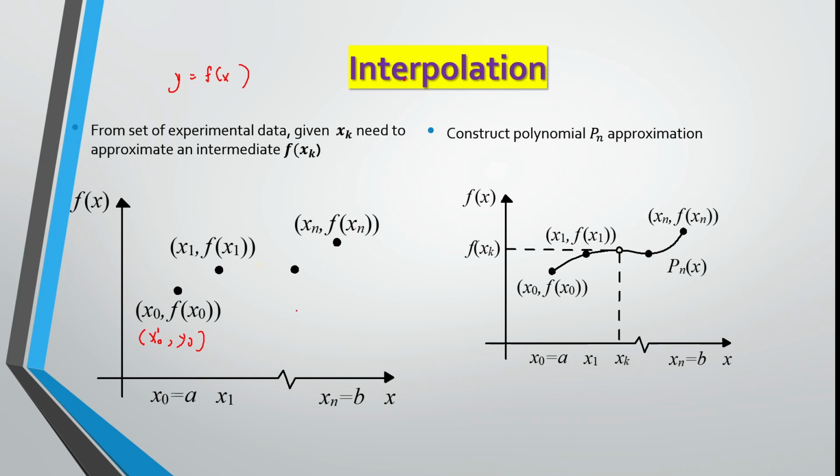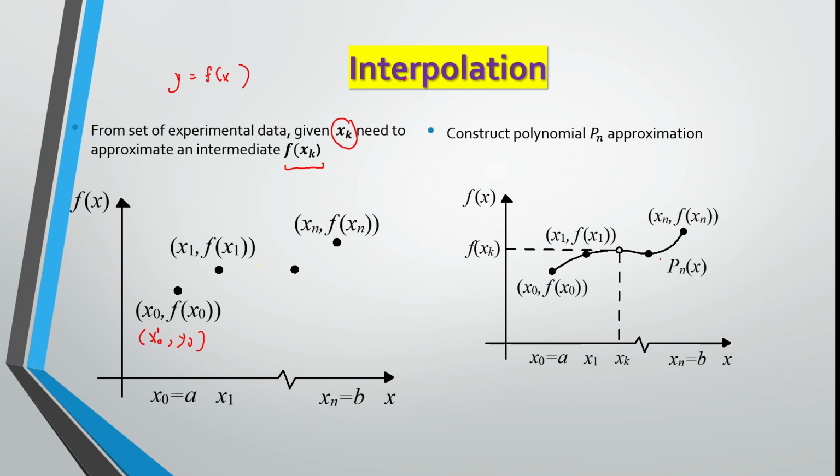yn, and then given a value of, let's say, xk, which is not in the list, you want to find f of xk. You have x naught, x1, up to xn, and the corresponding f of x values. Now, given an xk value which is not in the list, you want to find the f of xk value there. We have several techniques to solve this problem. One of the techniques that we use is the Lagrange interpolation technique.